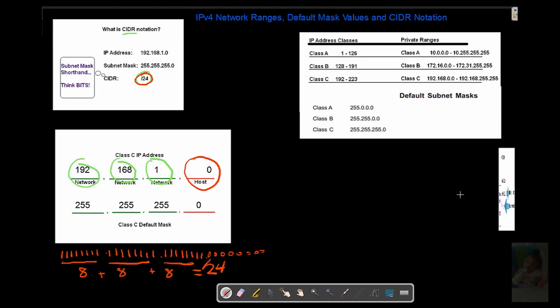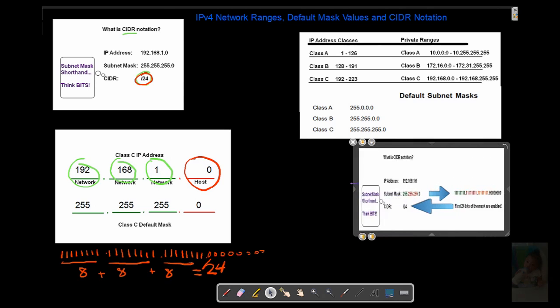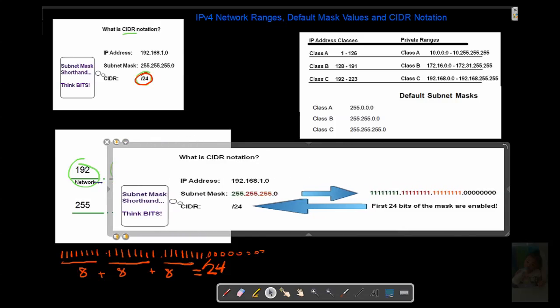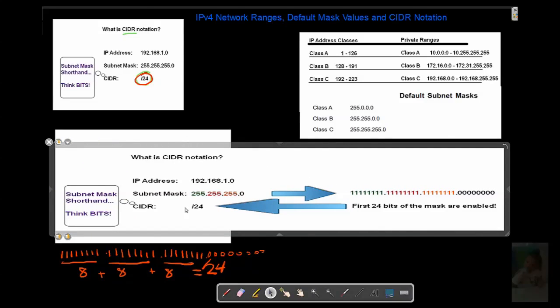Okay, let's look at this little diagram I created. This should help you out. Stretch it all the way across. Alright, so what is CIDR notation? Shorthand mask. Think bits. So the IP address 192.168.10/24 references these bits right here.